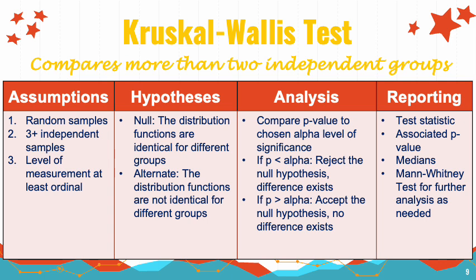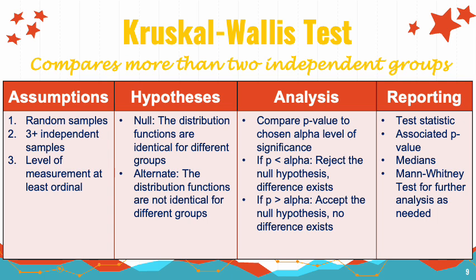There are 3 assumptions for the Kruskal Wallis test that you must check. First is that the sample is random. Second, that all 3 of the samples are independent of each other. And third, again, the level of measurement needs to be at least ordinal. For a Kruskal Wallis test, the null hypothesis would generally look like a statement that says the distribution functions are identical for the different groups. And an alternate hypothesis would generally be a statement that says something similar to the distribution functions are not identical for the different groups. Again, you would use statistical software to compute your p-value and your test statistic.